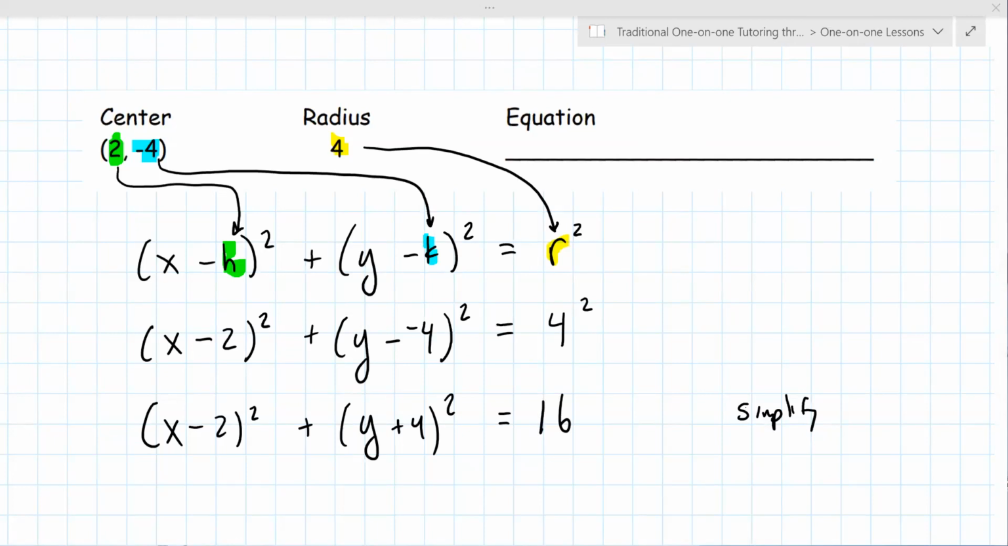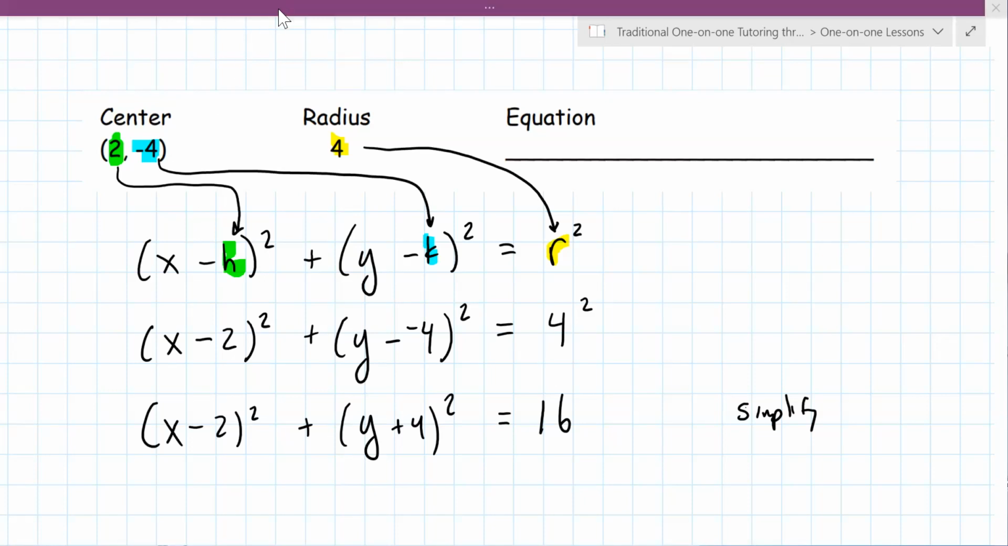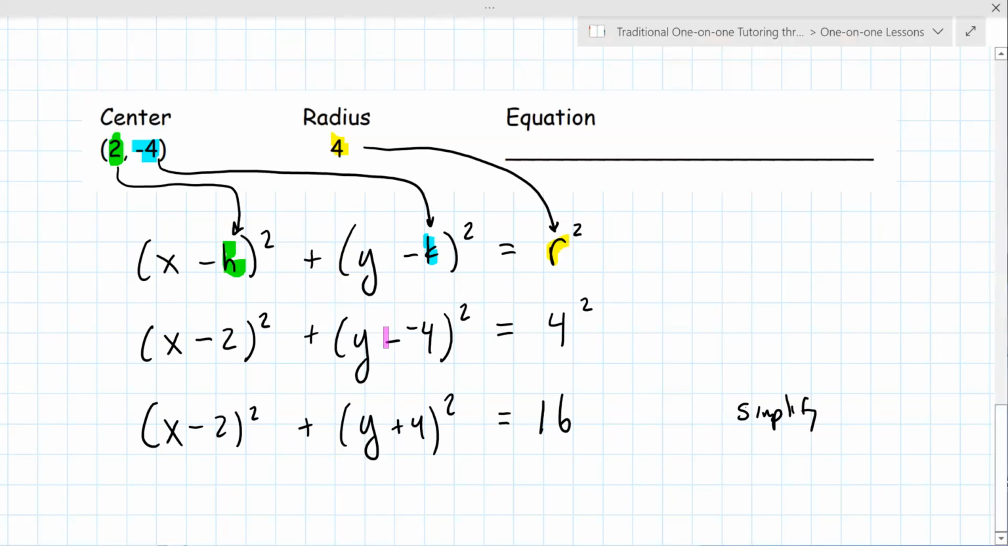Why did you switch -4 in that y to a positive? Two negatives make a positive. And why did that not happen to the x one? Because there's only one negative. Two negatives make a positive.